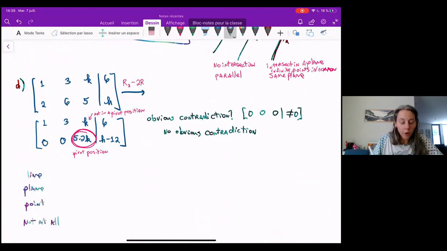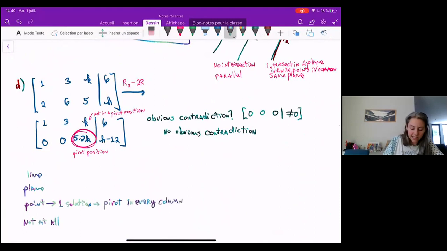Well, in order to intersect in a point, that would be one solution, which would mean a pivot in every column. I can already see that there is no pivot in the second column. No matter what value of k I plug in, there's no pivot in the second column. So hands down, I'm going to have at least one free variable, which means that this right here is not possible.